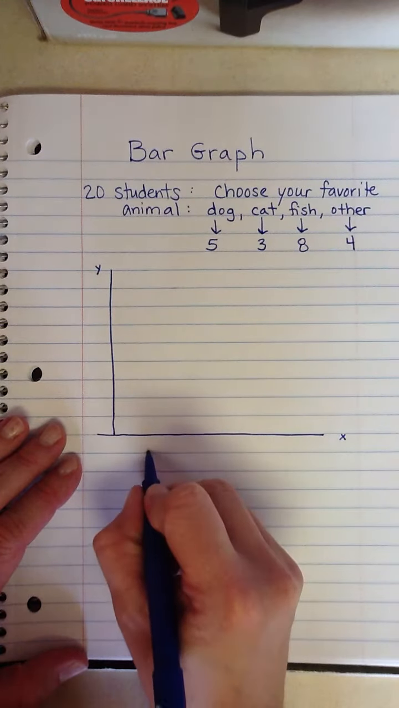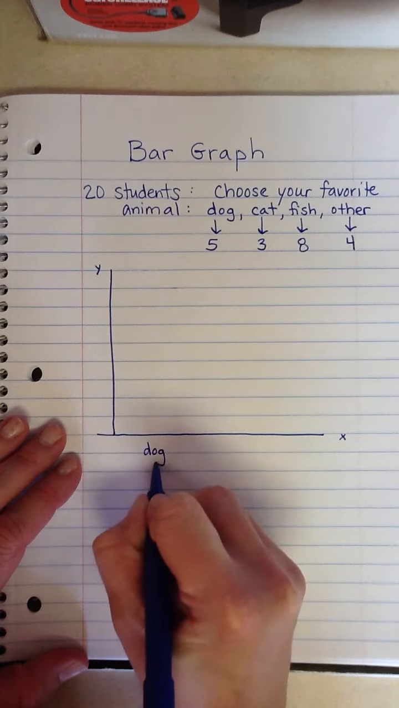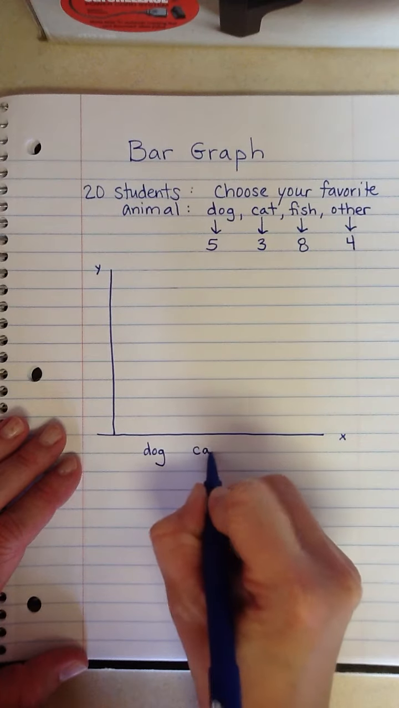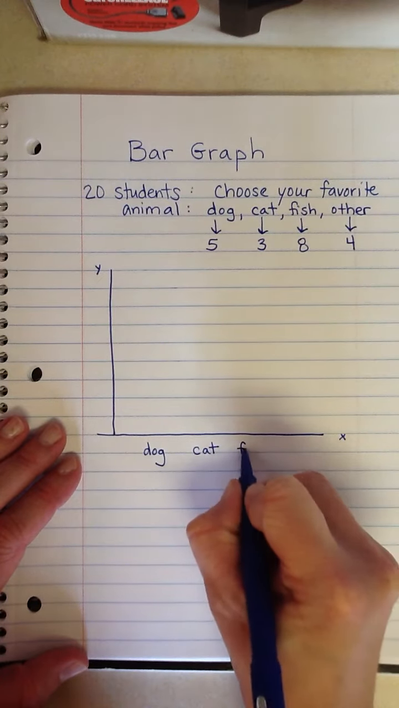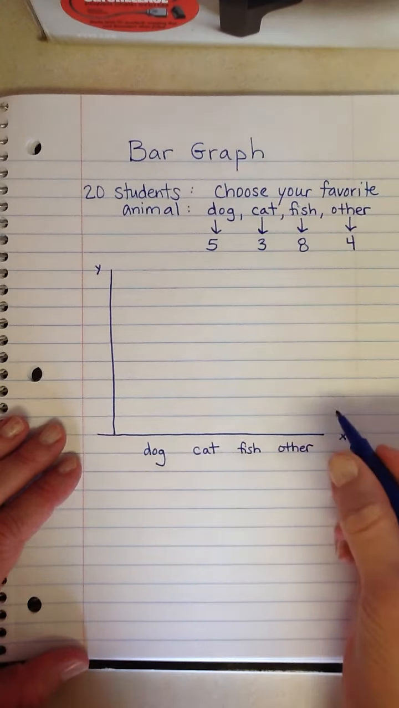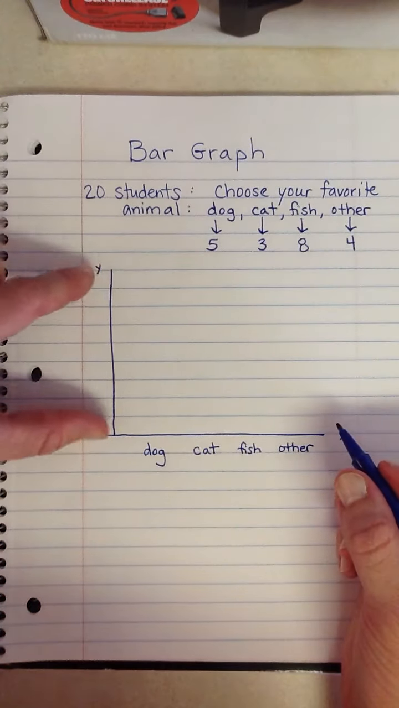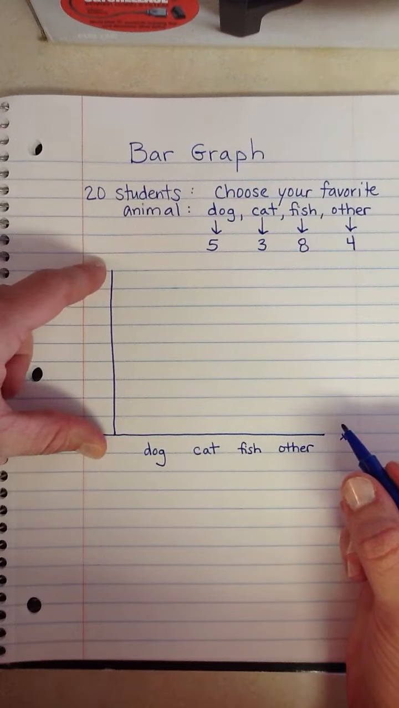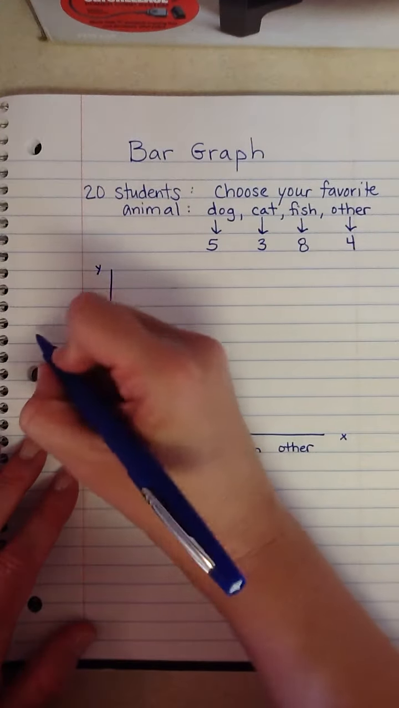So I'm going to have a bar that represents how many students like the dog, and then a cat, then fish, and then also other. Now my y-axis is going to be my frequency, and that's kind of a fancy word for just saying the count.